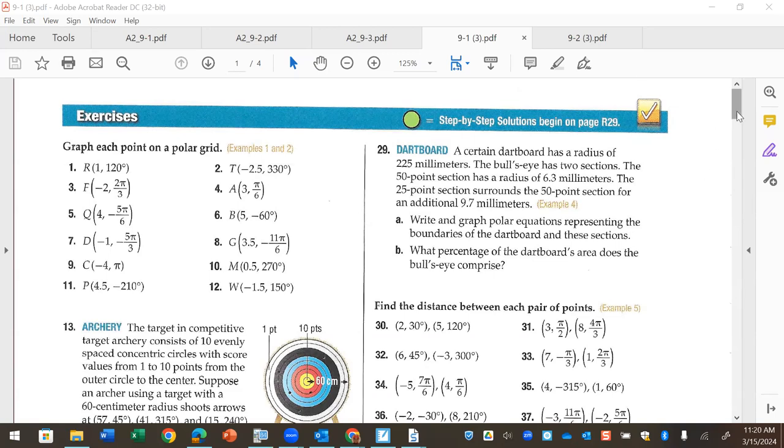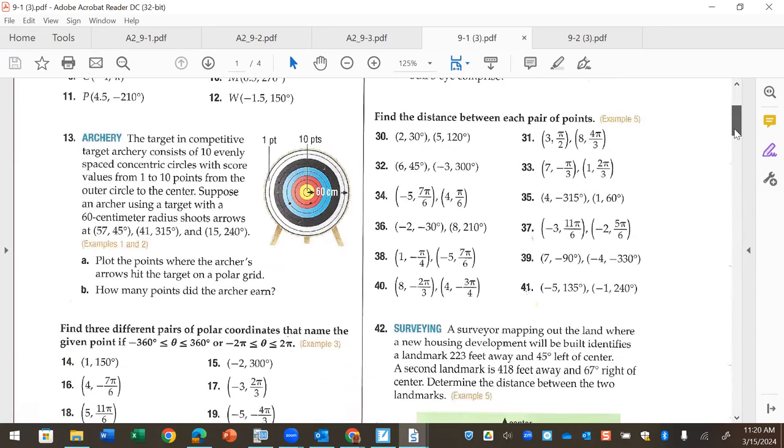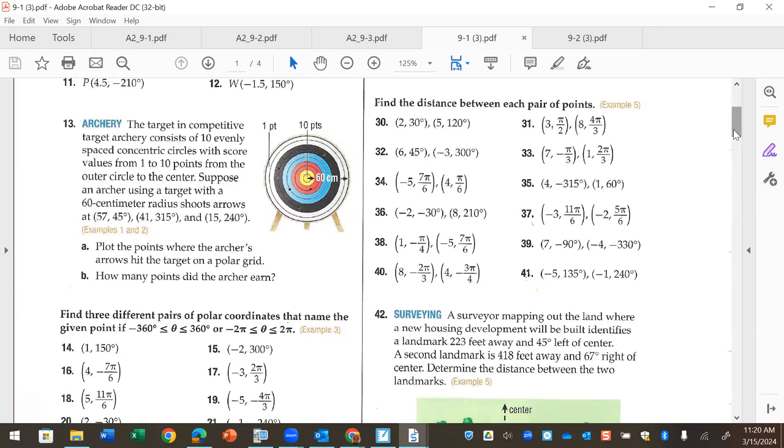So, as with your quiz, it's going to be half calculator, half without. And 35 certainly is a calculator problem. So, which formula do we use for distance? Well, the distance formula. All right.